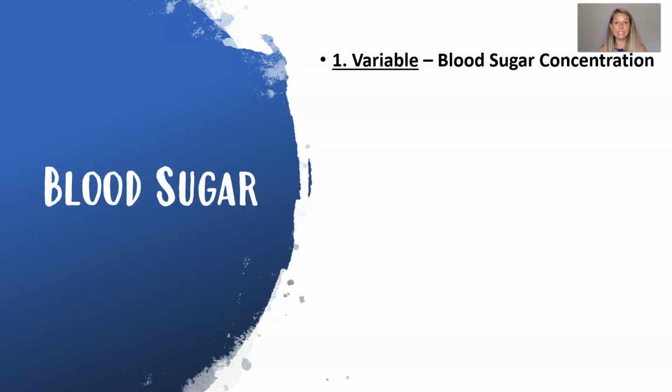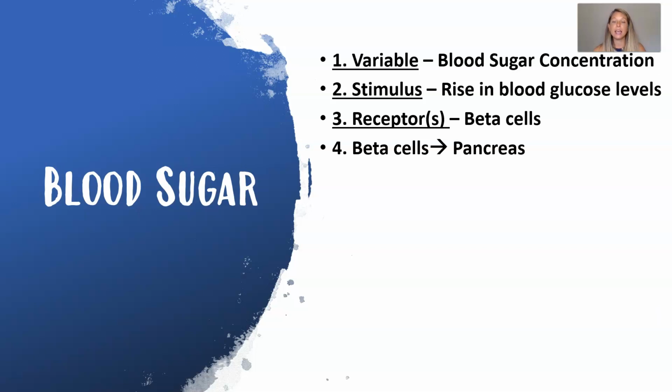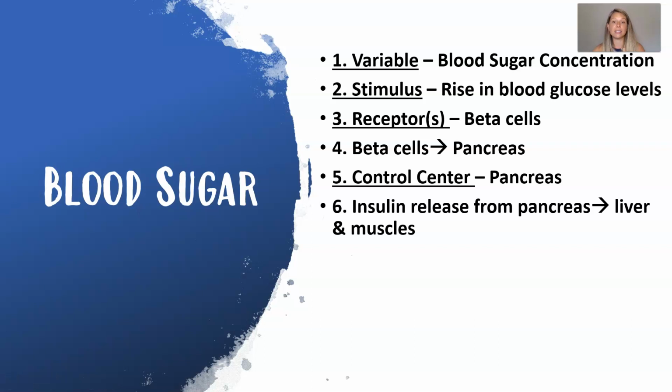The variable we're trying to maintain is the concentration of blood sugar. The initial stimulus in this case was a rise in blood glucose levels. The receptors were the beta cells of the pancreas. They sensed that change in the stimulus. And then they send information from the beta cells to the pancreas. So that's our input information. So while the receptors were found in the pancreas, it is also technically our control center. The pancreas causes insulin release from the pancreas to the liver and muscles, so that's our output information. So our effectors are the liver and the muscles, which actually cause a change in the blood sugar levels.